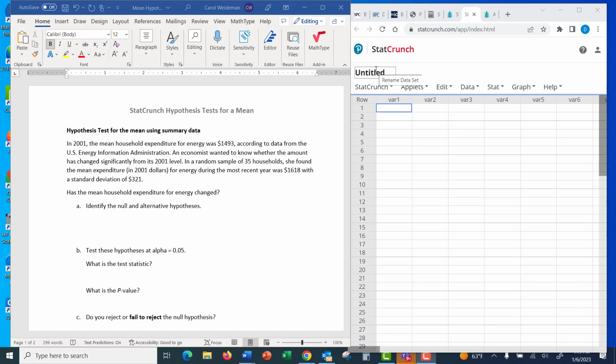In this video, we will learn how to use StatCrunch to do hypothesis tests for a mean. So just like for confidence intervals, the data can be presented either as summary data or actually as a data set. So first we're going to use summary data.